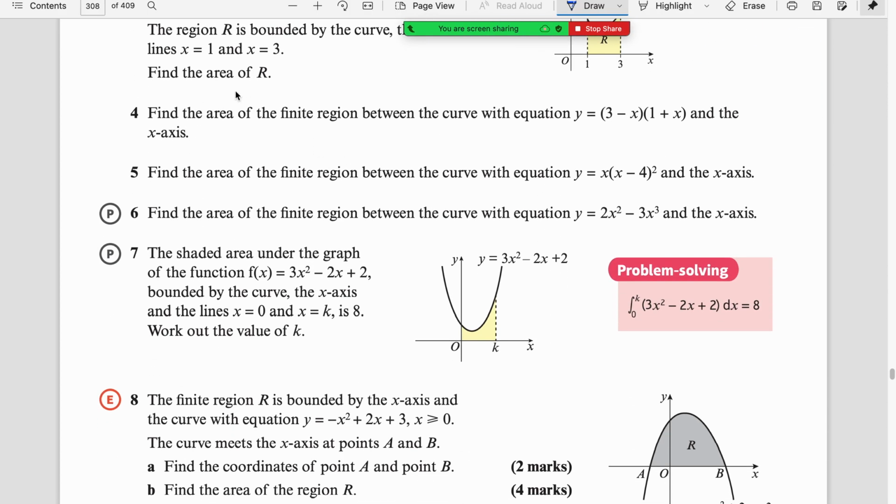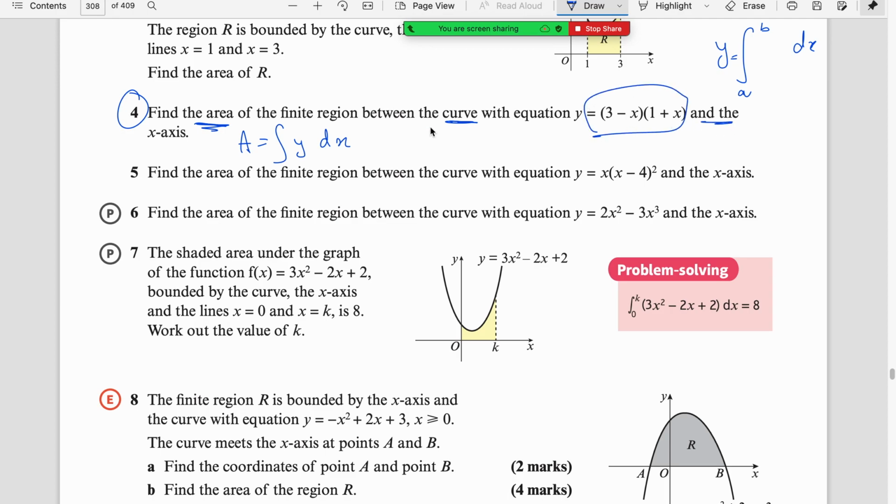Look at this question number 4. What are we doing? We need y to integrate and we need the limits a and b, right? And this question, find the area. Okay, I have this hint that area is equal to the integral of y. And what are the limits of the finite region between the curve? Okay, we have the curve and the x-axis.